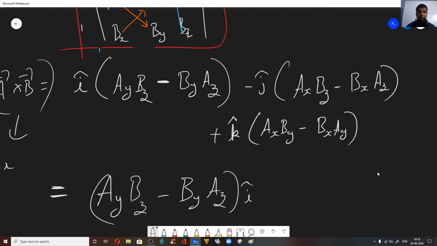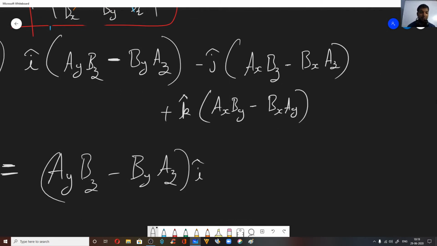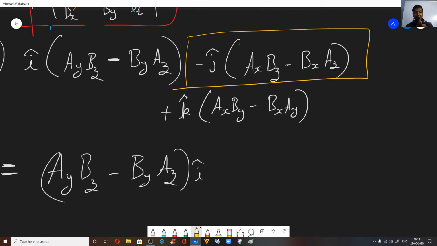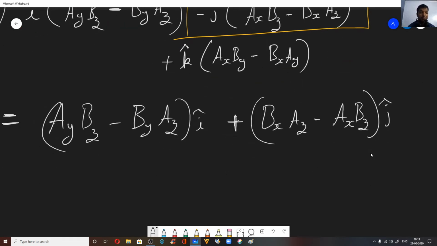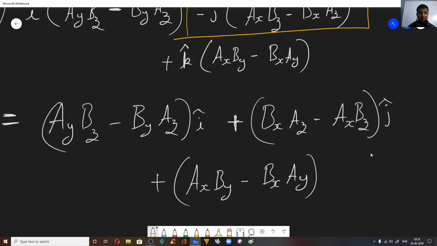Then, if you want, you can take minus common in the second term. If you take minus common, then you will get bx az minus ax bz. Same thing, so if you want, you can write it that way. So you have bx az minus ax bz times j cap. Plus, finally, you can write ax by minus bx ay times k cap.